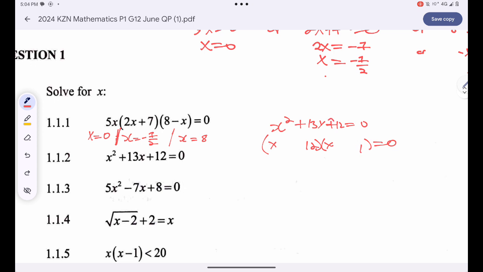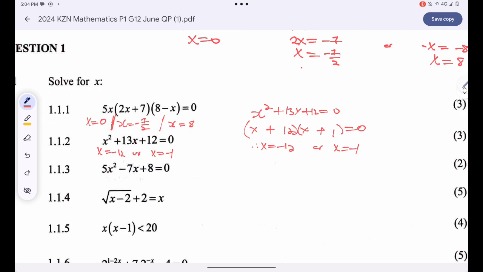So since my constant term is positive, I know that my brackets will have the same sign, but not just any sign, the sign of the middle term. So I'll simply have plus and plus over there. Therefore, I'll simply have x is equal to negative 12, or x is equal to negative 1. So x is just negative 12, or x is negative 1.